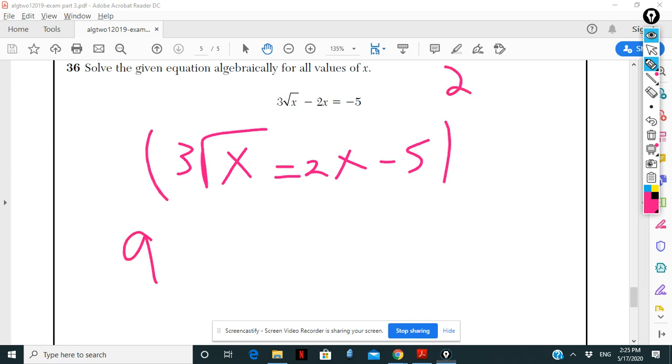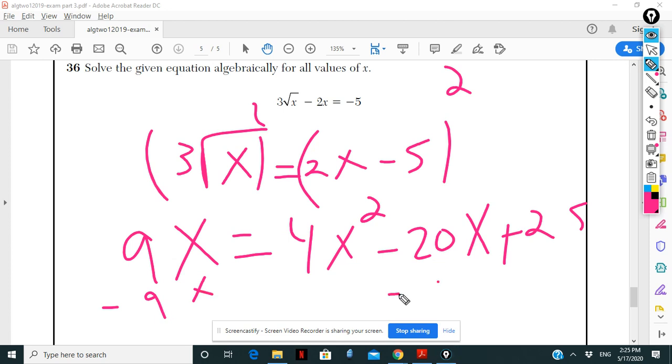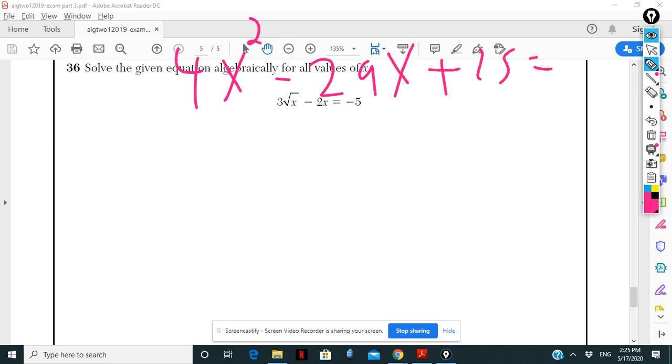So that's 9x equal to 4x squared minus 20x plus 25. Minus 9x, so I end up with the equation 4x squared minus 29x plus 25 equal to 0.